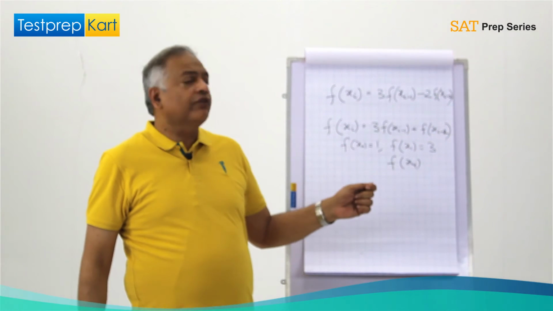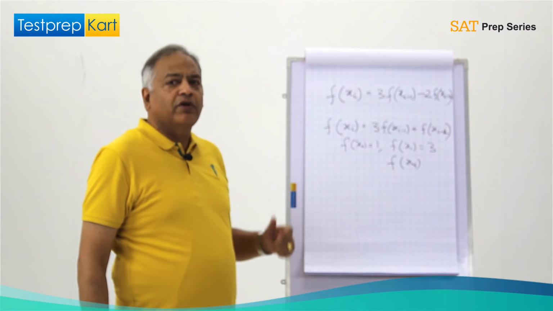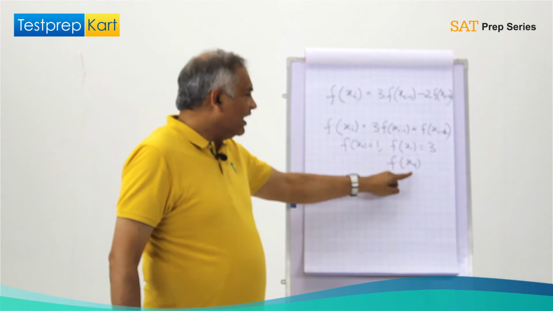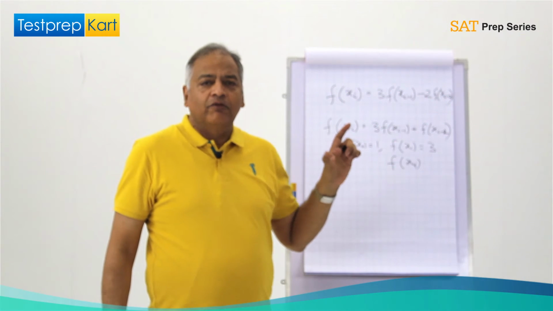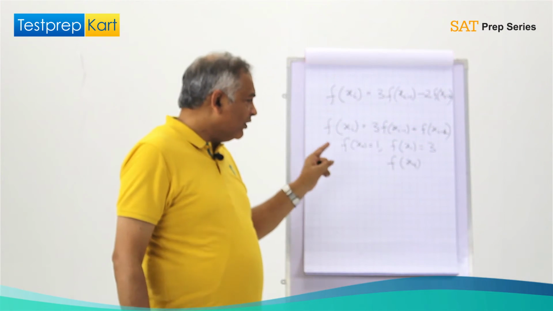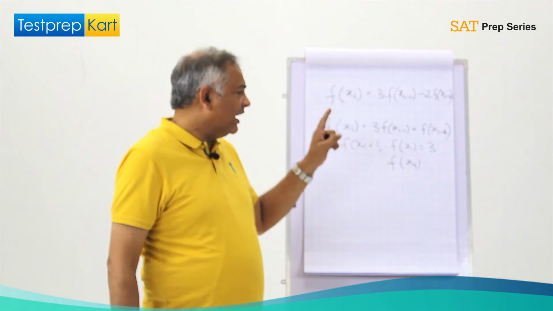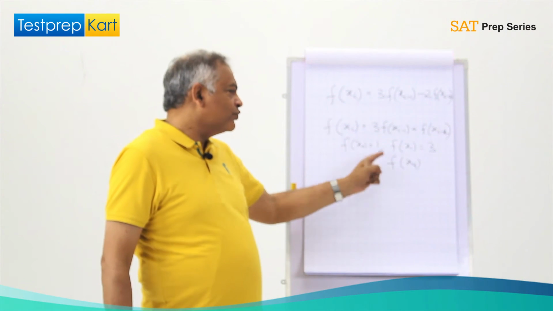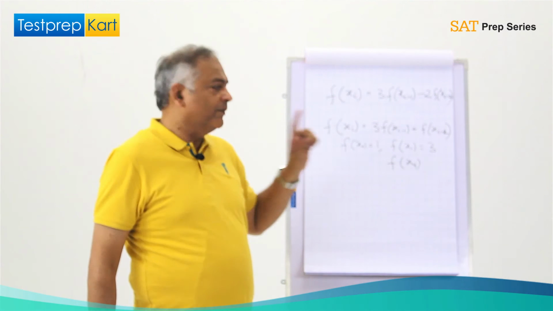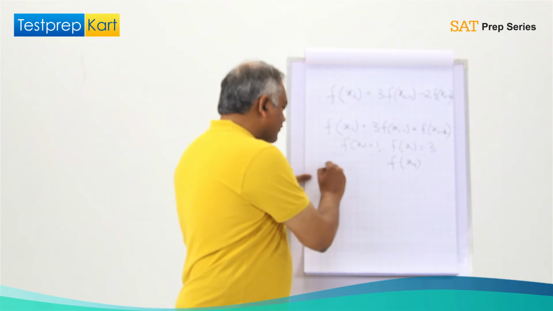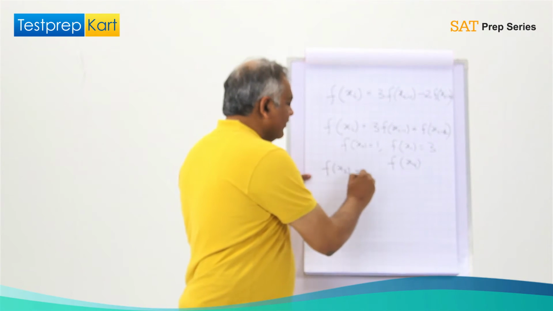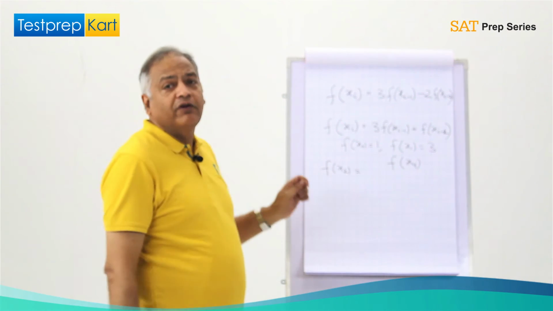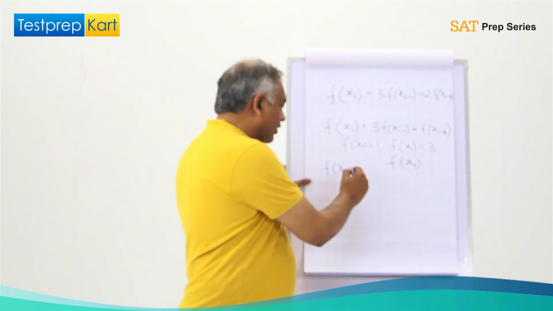Because it's a recursive relationship or recursive function, you cannot directly get the value of f(x4). What you have to do is first find the value of f(x2). With the help of f(x2), you find the value of f(x3), and then you use those values in order to get f(x4). So, let's first see what f(x2) will be. You can't jump directly to f(x4), that's the point.